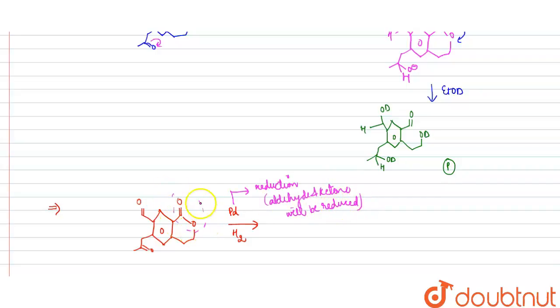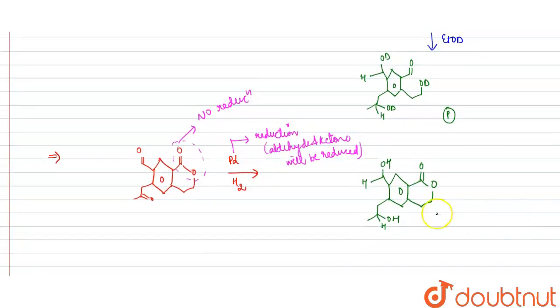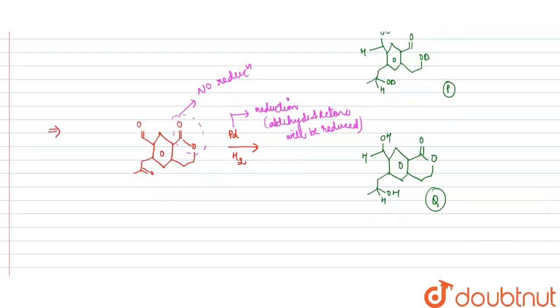So this ester group will not be reduced. No reduction of the ester group will take place. As a result of this reaction, this will be the product formed. This benzene ring will remain as it is. The ester group will also remain as it is because no reduction of ester is taking place. Here we will have OH, hydrogen if we show here. Here also we'll have OH, methyl group and hydrogen. This will be our product Q formed as a result of the second sequence of reaction.